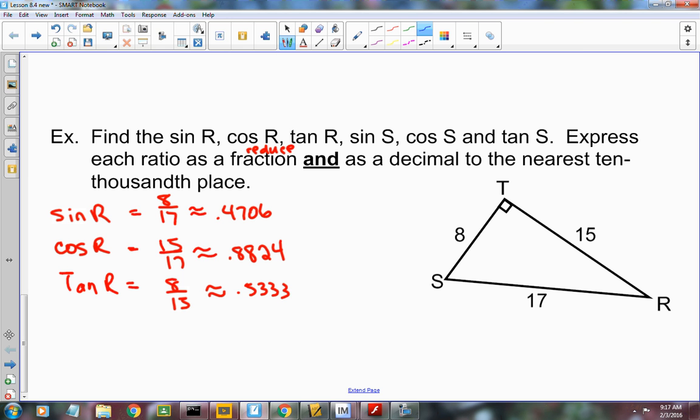Okay, so now we're going to do the same thing with S. We're going to find the sine of S, the cosine of S, and the tangent of S. So you do that one. Try that one. Do that one on your own real quick.